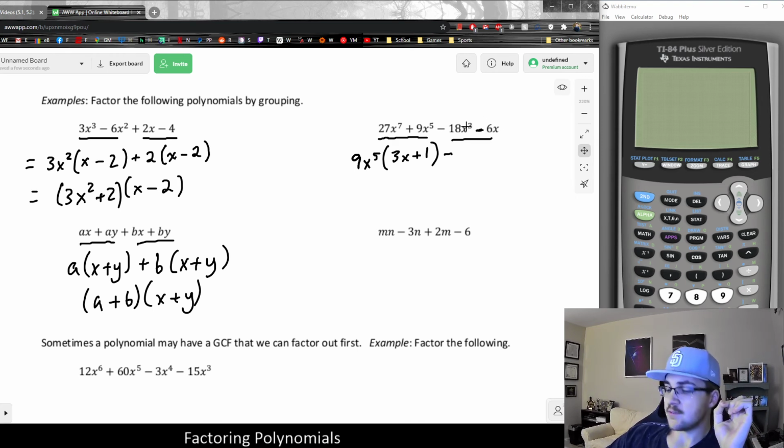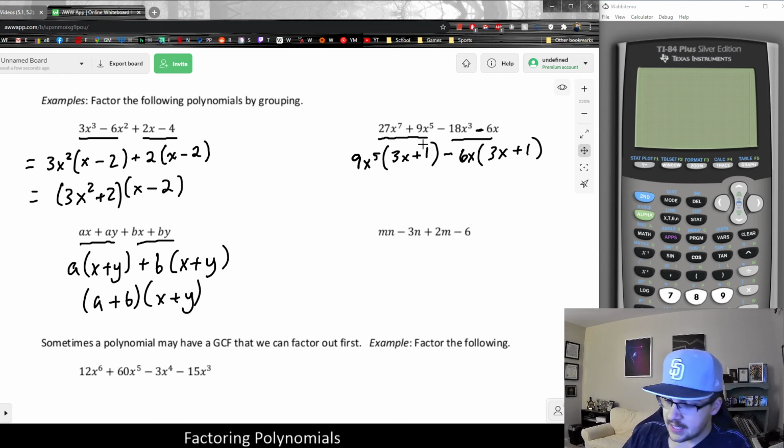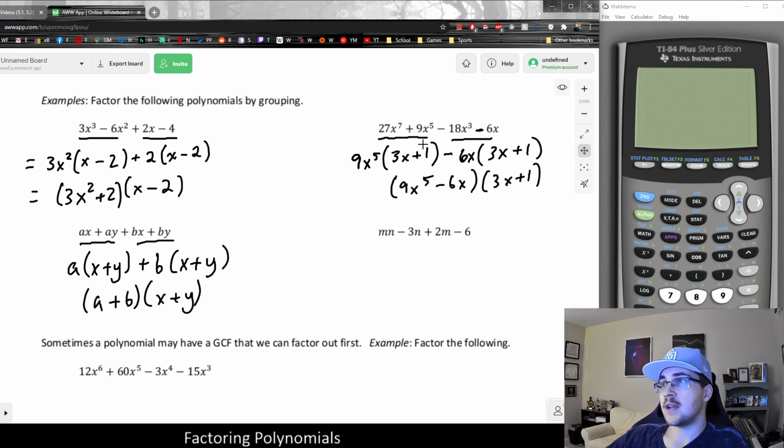And then from the rest of it, it appears as though 6x is a common factor, which would leave me with 3x plus 1. And again, if factoring by grouping is going to work, you know that this one has to be the same as this one. So that's something else that can help you as you're practicing some of the examples in my math lab. And then I need to complete the grouping, which would leave me with 9x to the 5th minus 6x and 3x plus 1.